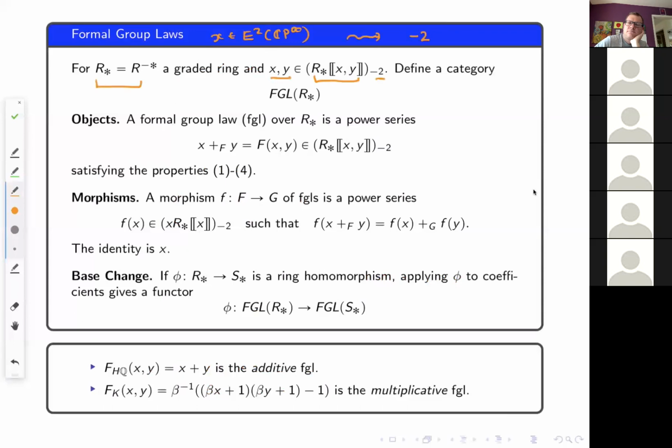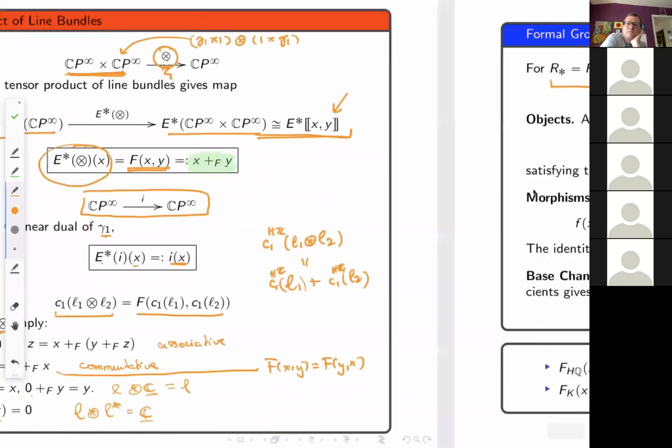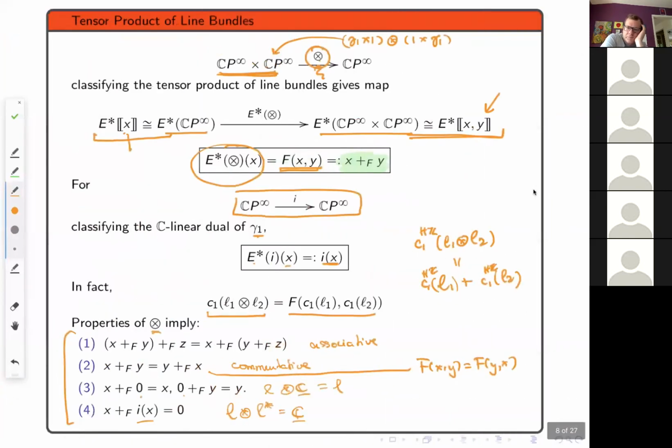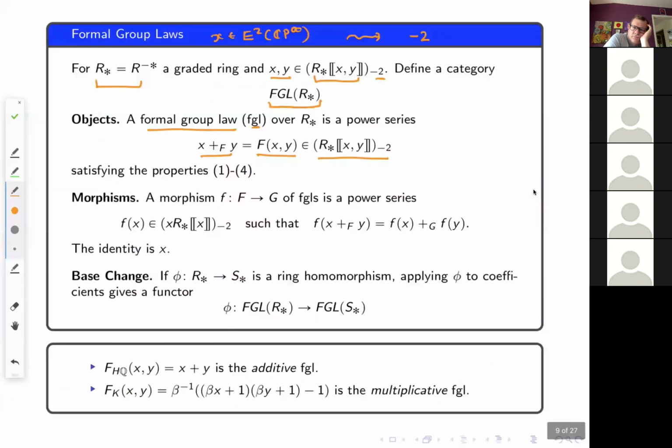Then we're going to define a category of formal group laws over R, okay? So a formal group law, which sometimes I'll abbreviate like that, is just going to be a power series in degree -2, okay? So that's just emulating the situation we had before. And we're going to stick to this notation. Okay, and then it has to satisfy the properties 1 through 4. So for a second, let me go back. So it satisfies these properties here. Okay. All right. So that's a formal group law.